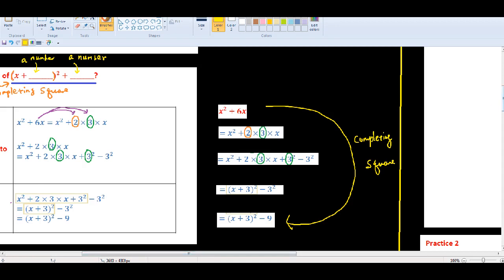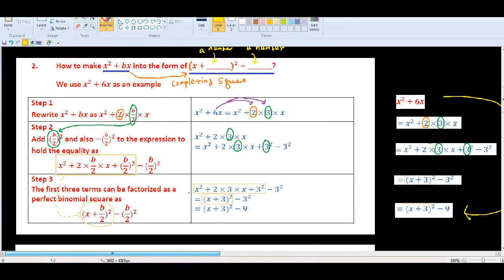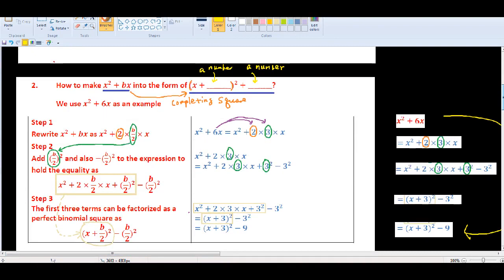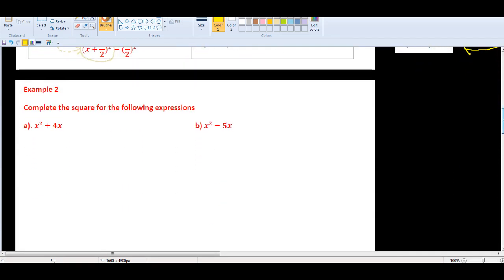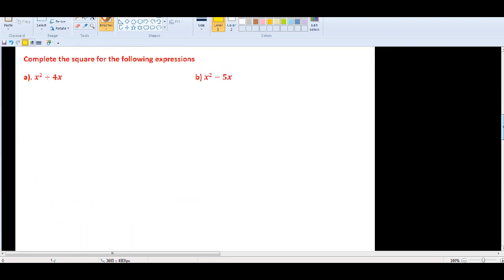Okay, if you are still not quite sure, that's very natural. You just need to be patient and learn as much as you can, make sense of it as much as you can. Then I'm going to show you 2 examples. After that, possibly you'll have a better idea of what we're going to do. So the question would be like this: complete the square for the following expression. The first one, x squared plus 4x.